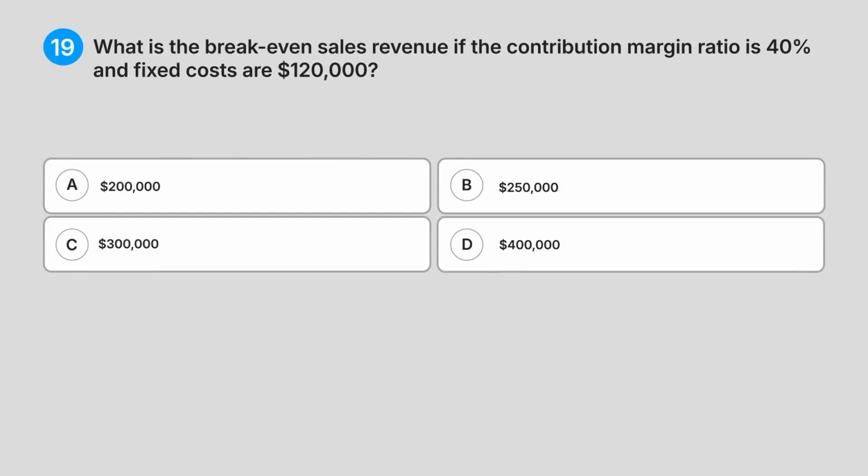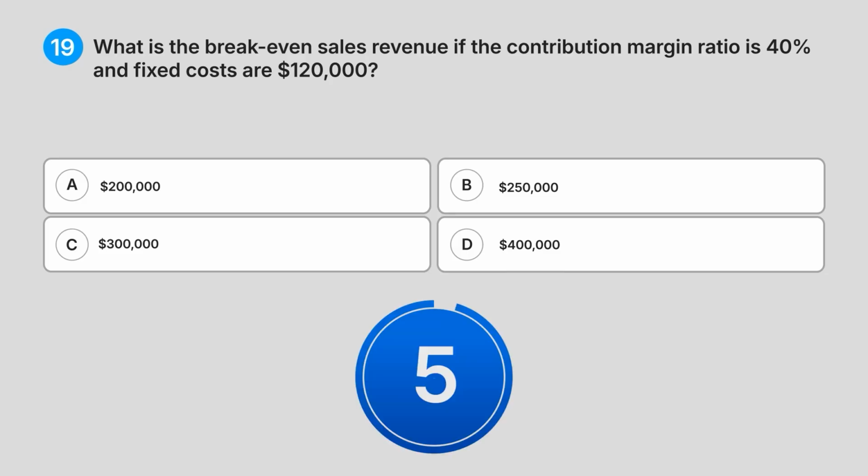(19) What is the break-even sales revenue if the contribution margin ratio is 40% and fixed costs are USD 120,000? A. USD 200,000. B. USD 250,000. C. USD 300,000. D. USD 400,000. Do you know the answer?